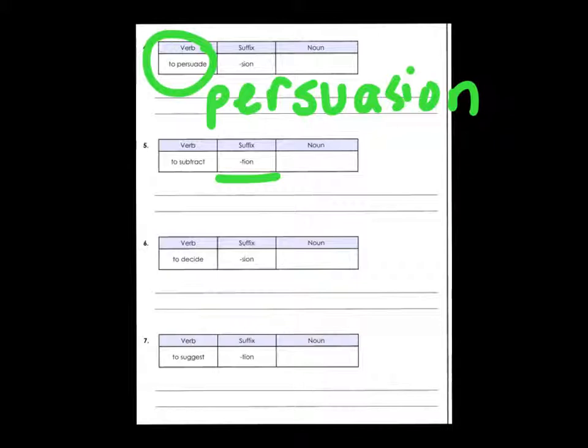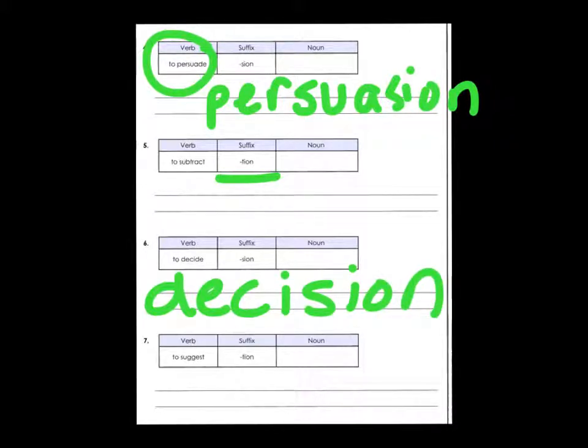Decide, once again we hear the D. To decide is to make up your mind. A decision is what you've come up with. So decision, we notice that we're changing that D to the SION again. And suggest, you guys got it, the T sound, so you're adding TION.